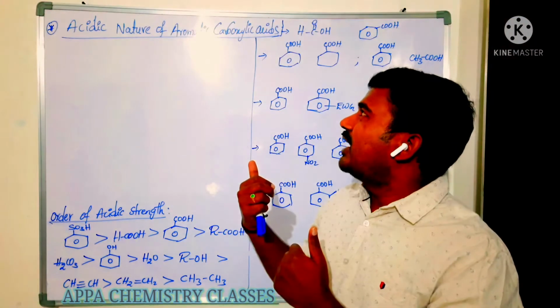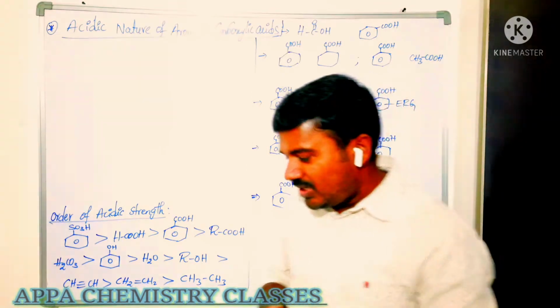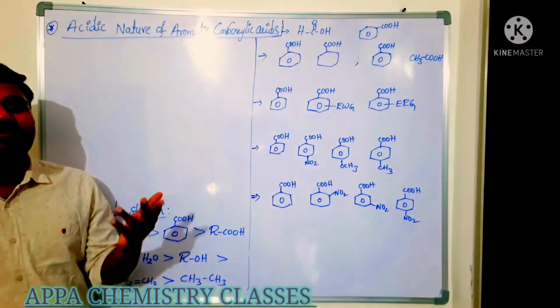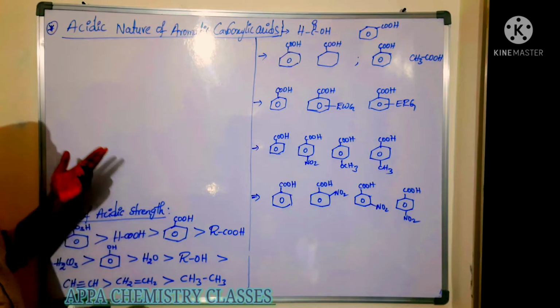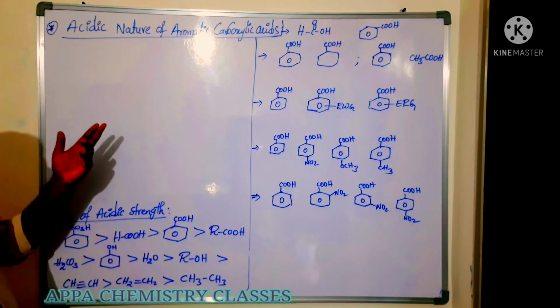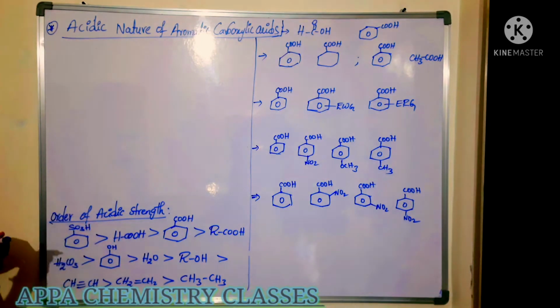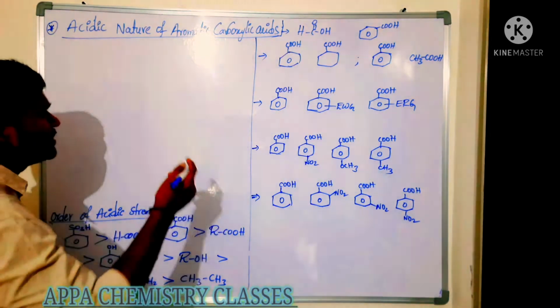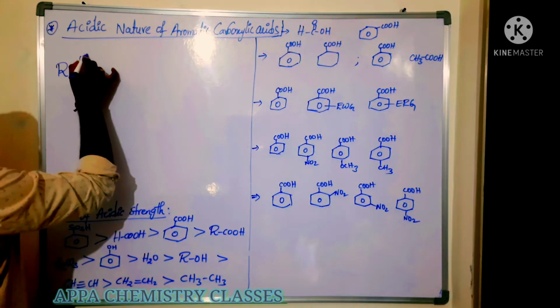That is acidic nature of aromatic carboxylic acids. Now, we had seen in inductive effect the acidic nature of carboxylic acids. Now we are going to see the acidic nature of aromatic carboxylic acids. There I had explained how carboxylic acids are stabilized. Say, for example, it is a carboxylic acid.